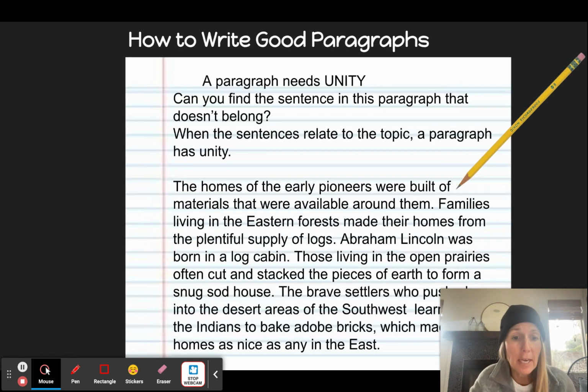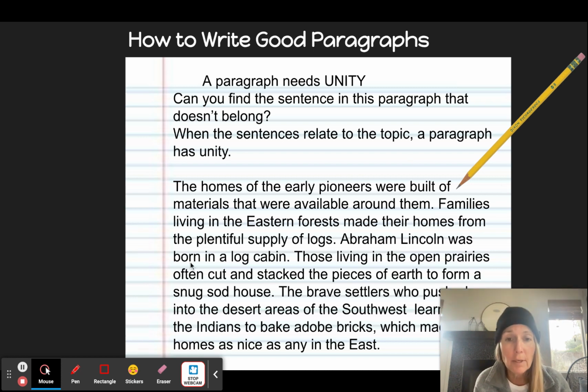Another thing that we need to really work on is a paragraph needs to have unity. And unity means that it needs to be all about the same thing. So we're going to read this paragraph below together, and I want you to see if you can figure out what sentence doesn't belong. When sentences relate to the topic, then that means a paragraph has unity. So I will read the paragraph and you see if you can figure out what sentence does not belong.